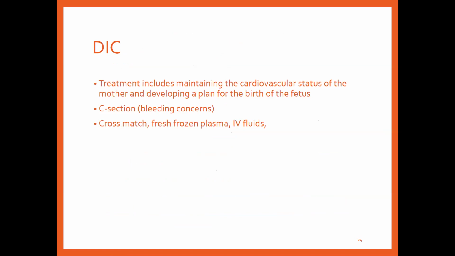All right, so treatment. Treatment includes maintaining the cardiovascular status of the mother and developing a plan for the birth of the fetus. So get the baby out now. C-section, we have major bleeding concerns because we know that mom's not clotting, but yet we need to get babe out. So we cut mom open. Now how are we going to get her to clot? So we need to cross match her. We need to get her a bunch of fresh frozen plasma and IV fluids to help maintain her blood pressure and keep her alive.